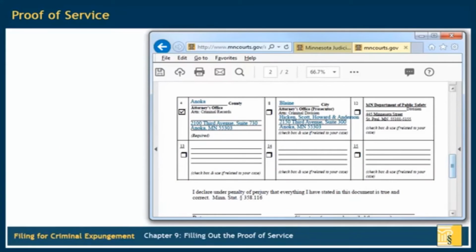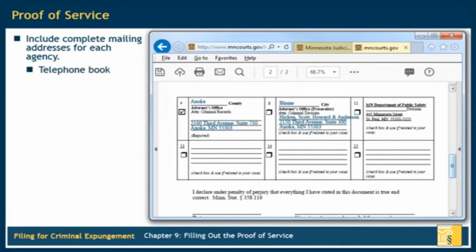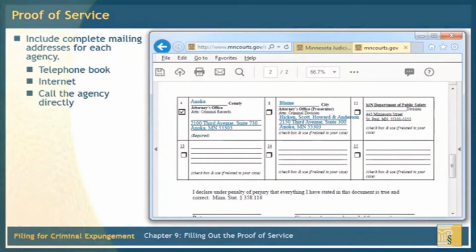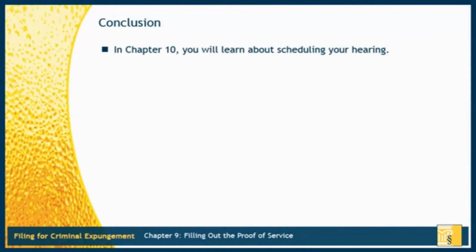For boxes 4 through 8, as well as any other boxes you checked, you also need to fill in a complete mailing address for each of those agencies. You can find these addresses in a telephone book, on the internet, or by calling the agency directly. In Chapter 10, you will learn about scheduling your hearing.